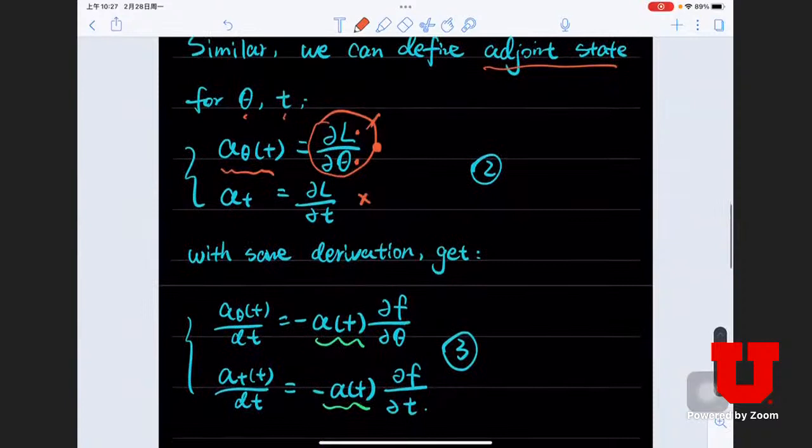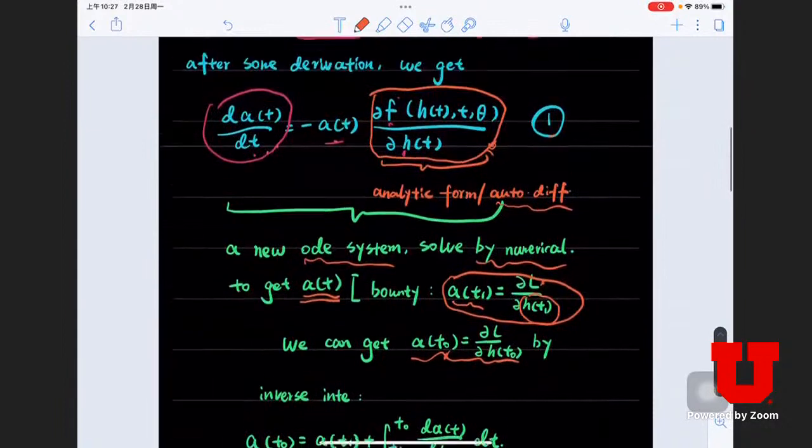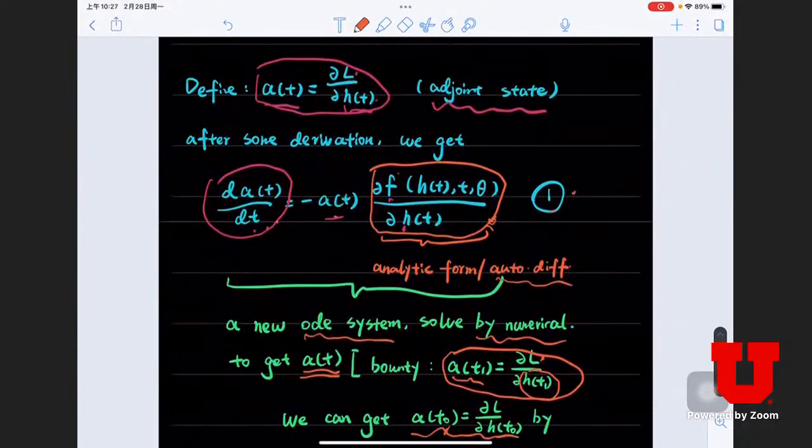We'll find the derivative of a_theta with respect to t is equal to a formula like this: a(t) and the gradient of f with respect to theta. Recall, f is a neural network, some given system. If theta is given, this term could be either analytic, or we can compute it with some autodiff. And a(t) is the term we just computed from these systems with some numerical solvers.